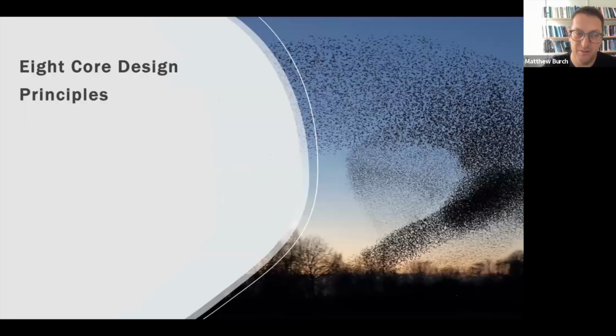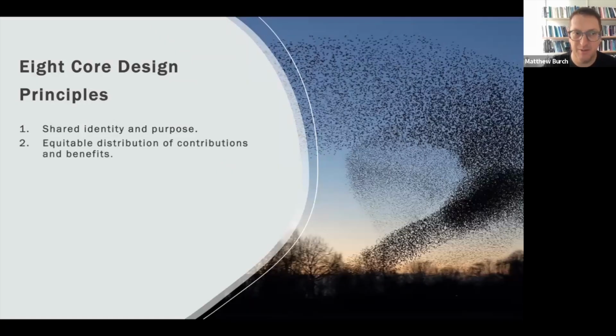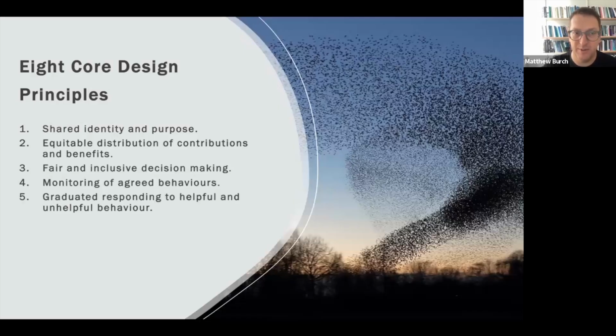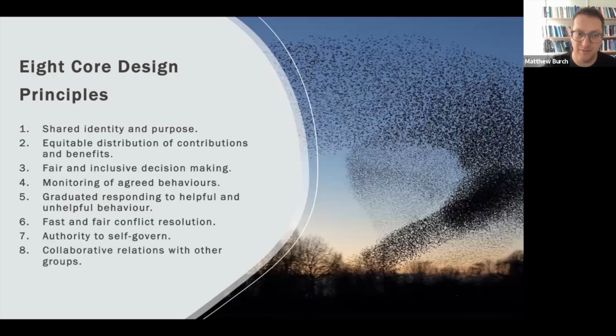Specifically, what they're trying to do is find ways to organize groups that function around these 8 core design principles that I talked about in the last video. So: trying to find shared identity and purpose, the equitable distribution of contributions and benefits, fair and inclusive decision-making, ways to monitor agreed behavior, graduated responses to helpful and unhelpful behavior, fast and fair conflict resolution, giving people the authority to self-govern, and ways for having collaborative relationships with other groups.